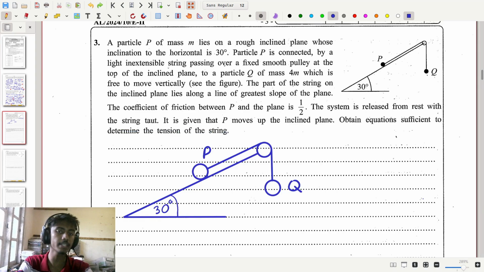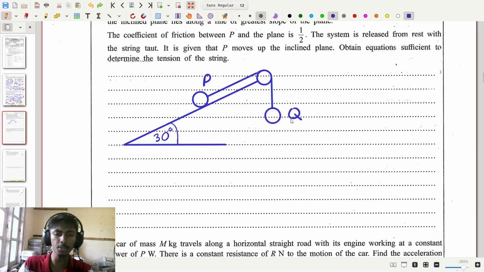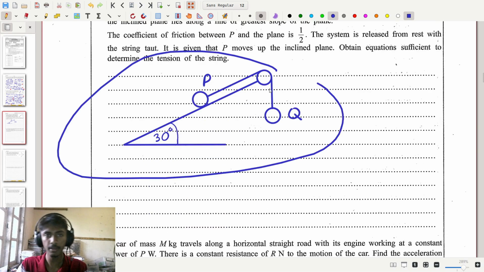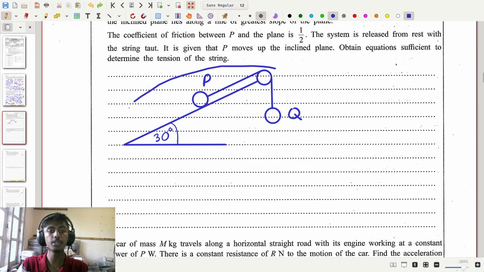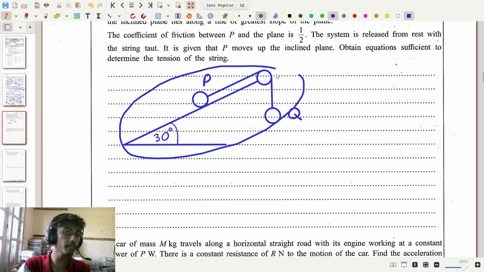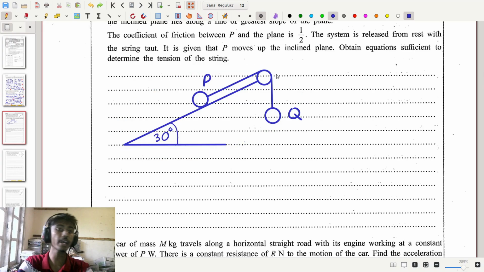Now importantly here, we are not asked to determine the tension of the string. Instead, we are only asked to create equations sufficient to determine the tension of the string. Now for this, all we need to do is to consider a system, draw all the relevant forces, and then finally use that to apply F equals ma in different directions to get equations sufficient to find T. So if we have 3 unknowns in our equations, we need 3 equations in order to find T. If we have 4 unknowns, we need 4 equations, and so on.